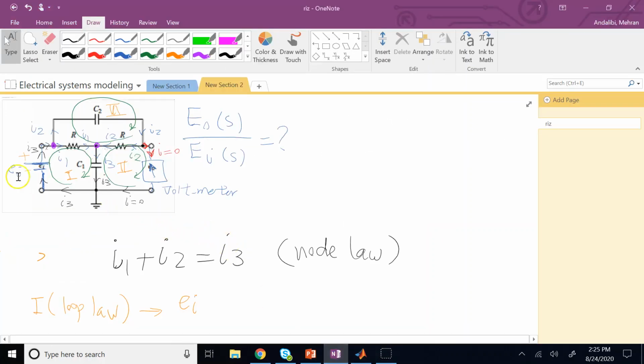So if you look in loop 1, I'm passing the voltage source from negative to positive, so the voltage increases. Then I'm passing the resistor R in the direction of I1, so the voltage drops. Then I'm passing capacitor C1 again in the direction of I3, so the voltage drops. And the voltage across that is the integral of I3 dt, which is Q, correct, divided by C1. And then since I go back to the same place, the sum of this is equal to 0.